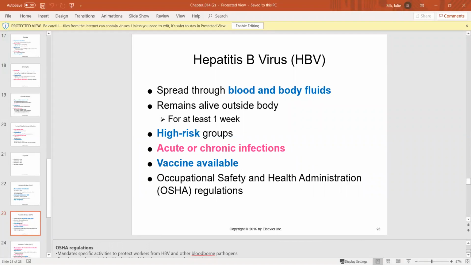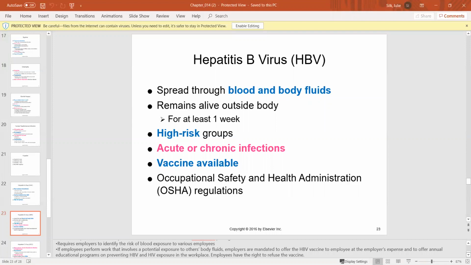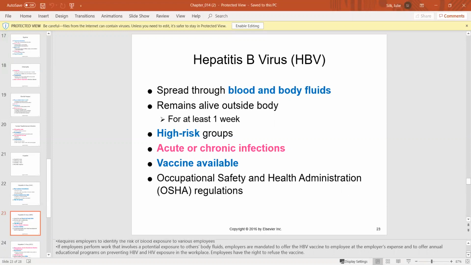So the Occupational Safety and Health Administration regulations mandate specific activities to prevent workers from getting this and other bloodborne pathogens. It requires employers to identify the risk of blood exposure to various employees. If employees perform work that involves potential exposure to other body fluids, employers are mandated to offer the HPV vaccine to an employee at the employer's expense and to offer annual education programs on preventing this. Employees have the right to refuse the vaccine.